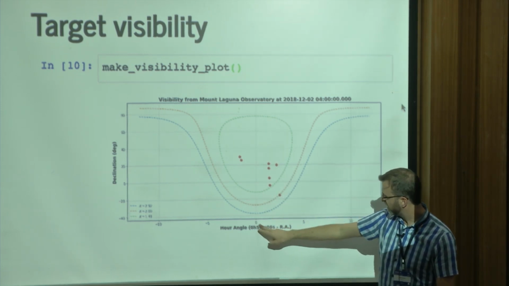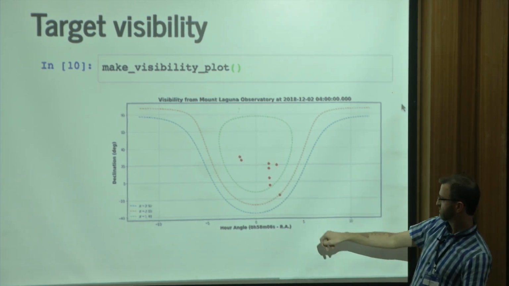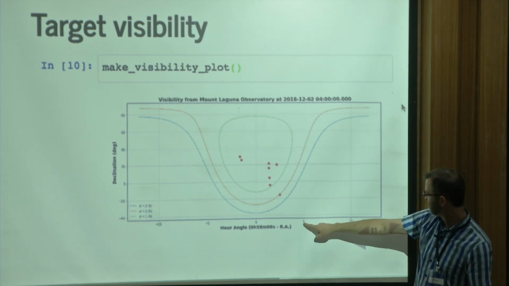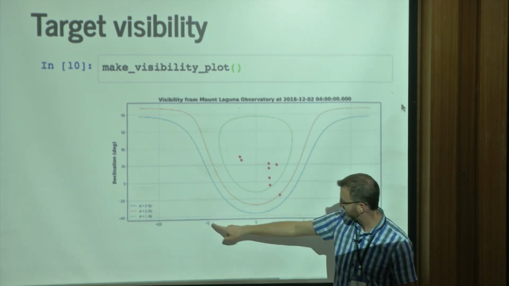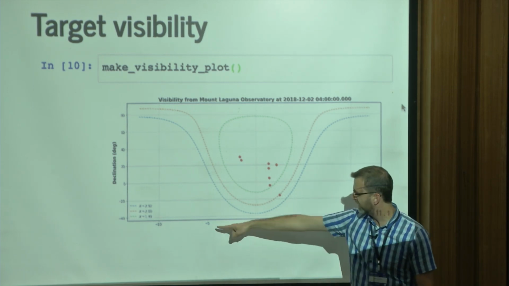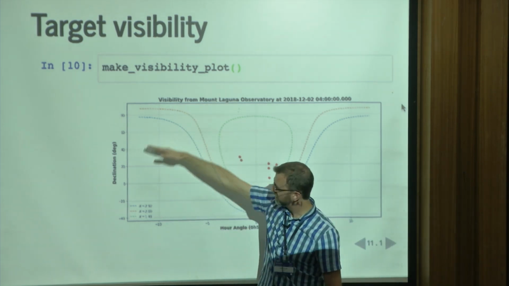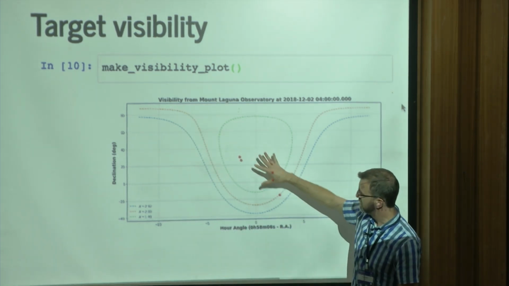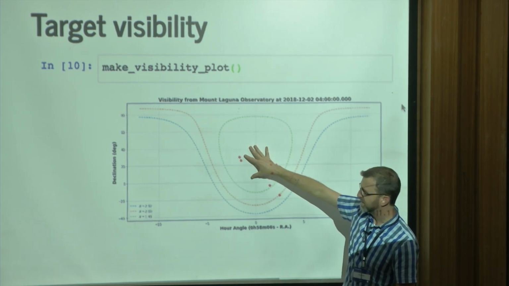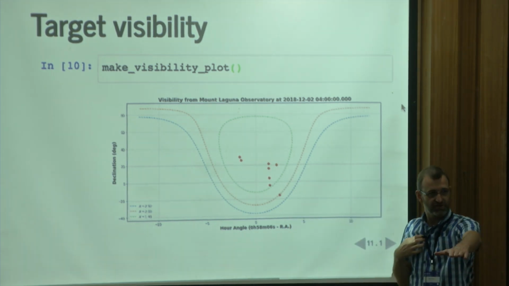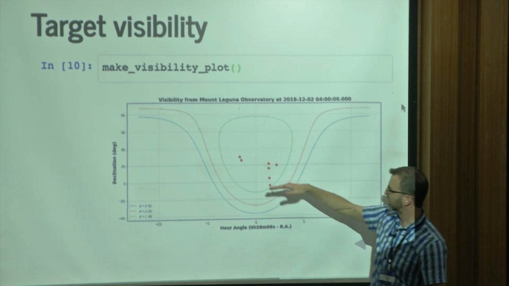This is hour angle here. This is some number there. I think that's 5 plus 5, 10. Yeah, minus 5, minus 10 in hour angle. And this is your declination. There's declination 0 goes through here. This is, again, in San Diego, so it's a little bit north of the equator.